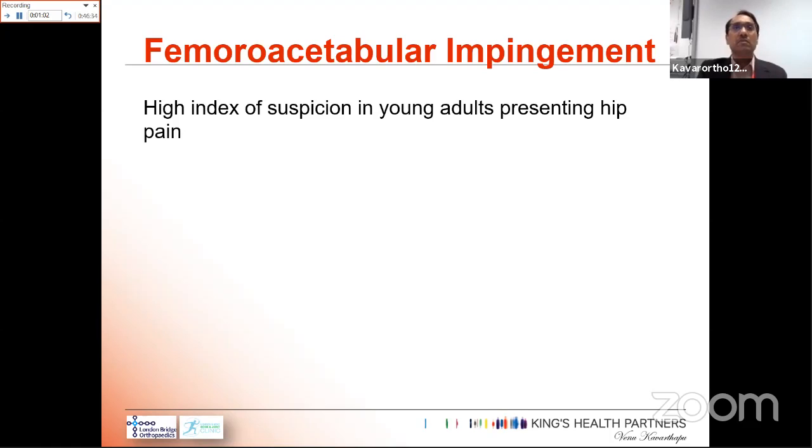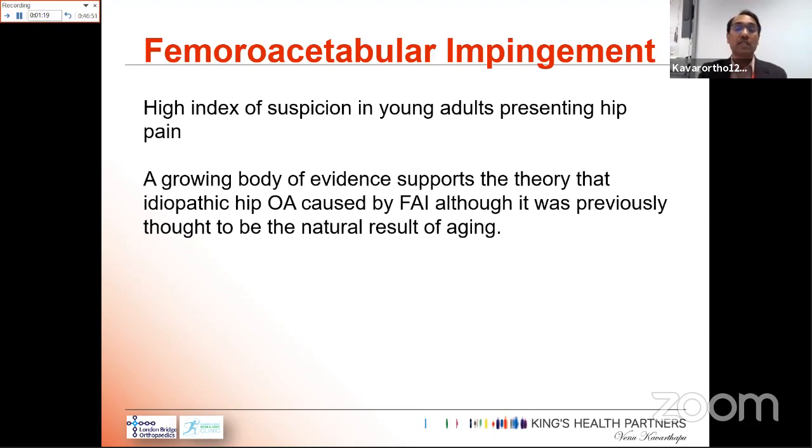So in some countries, SUFE is less common. Maybe that is the reason why you don't see that many hip impingement pathologies in those groups, but I still think that a number of these pathologies are under-recognized in those societies and countries. But there is certainly a growing body of evidence that supports the theory that idiopathic hip osteoarthritis is in fact caused by femoro-acetabular impingement.